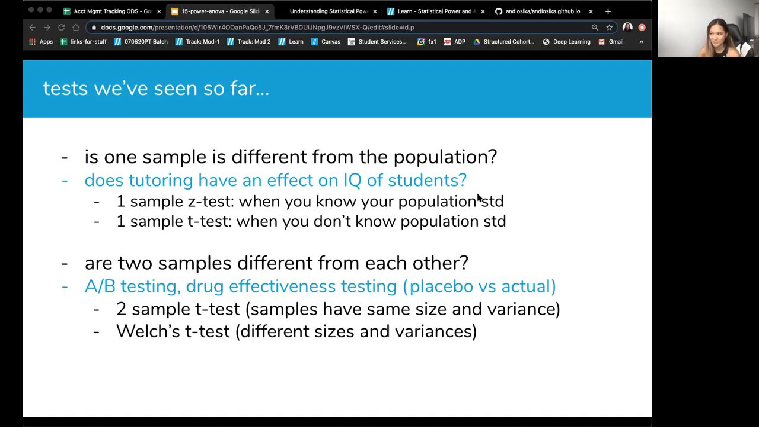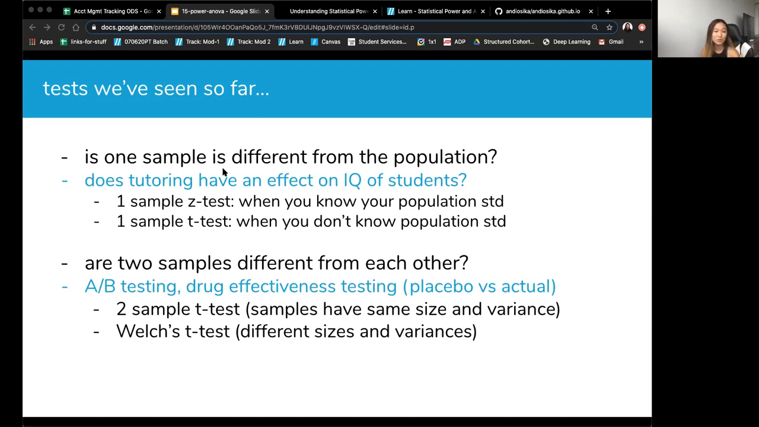And so the only difference between the two is when you know or don't know your population standard deviation. If you know your population standard deviation, you'll use the Z test, and when you don't, you'll use the T test. The second group of questions you can be asked is, are two samples different from each other? For example, A/B testing that we'll talk about next week, and drug effectiveness testing that we talked about earlier this week.